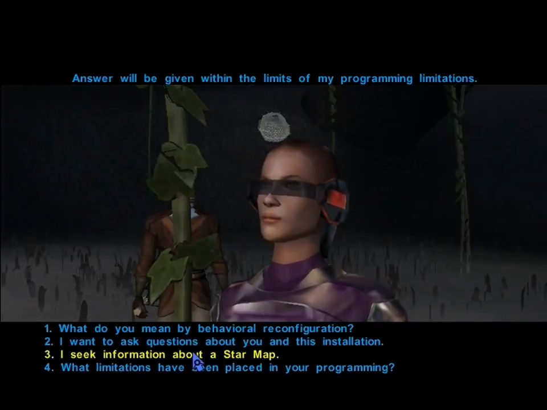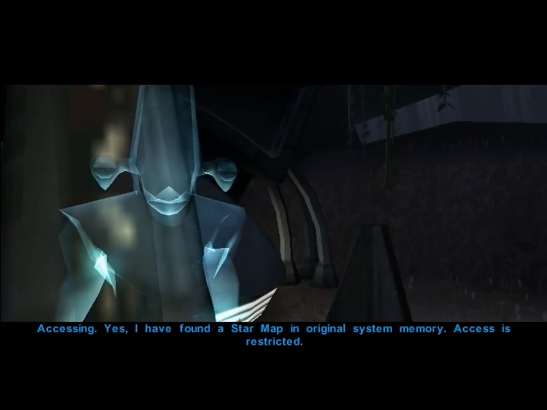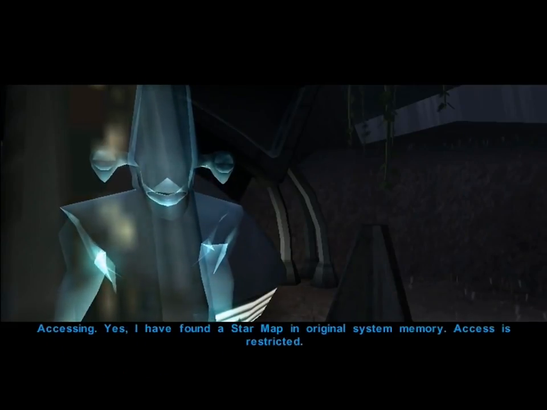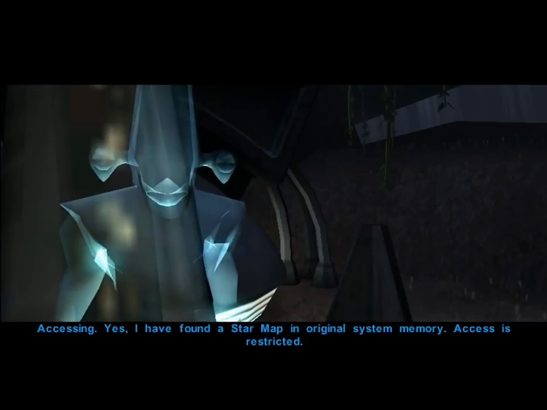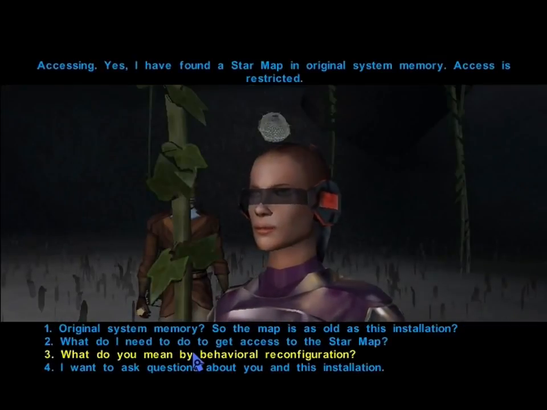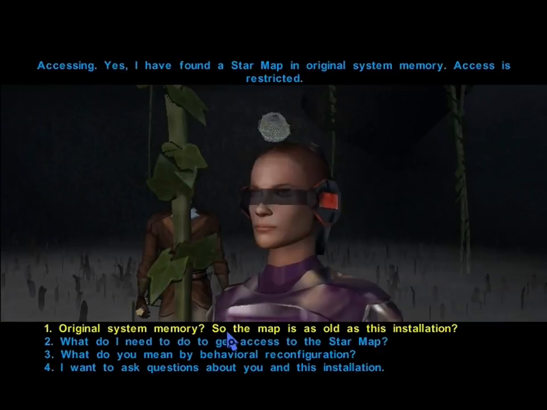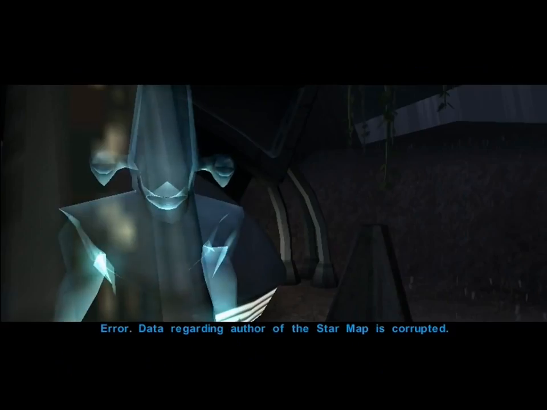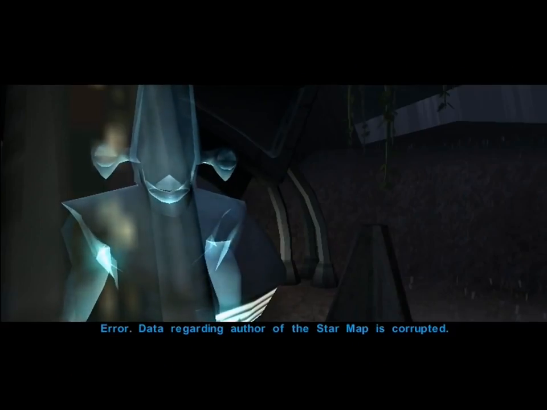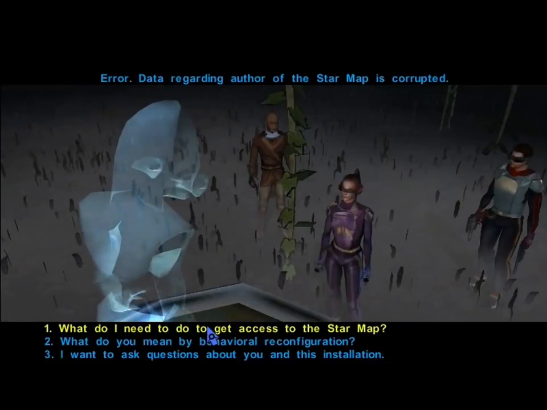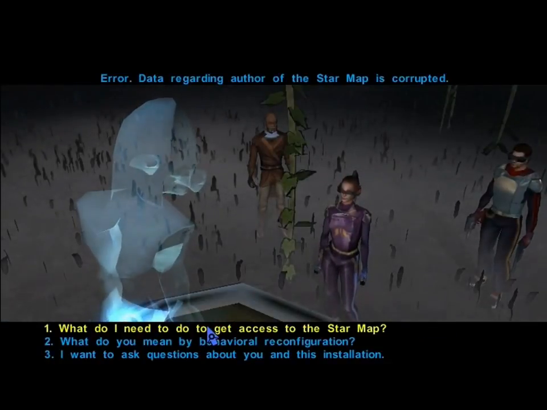I seek information about a star map. Accessing. Yes, I have found a star map in original system memory. Access is restricted. Oh, good. Original system memory, so the map is as old as this installation? Error. Data regarding author of the star map is corrupted. Oh, good. What do I need to get access to the star map?